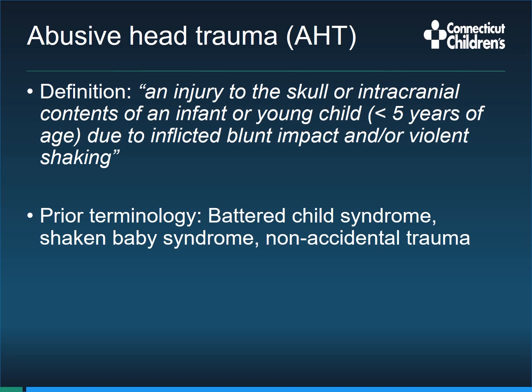Abusive head trauma, or AHT for short, has been defined as an injury to the skull or intracranial contents of an infant or young child due to inflicted blunt impact and/or violent shaking. Given its precision, abusive head trauma is preferred over terms such as battered child syndrome, shaken baby syndrome, and non-accidental trauma.